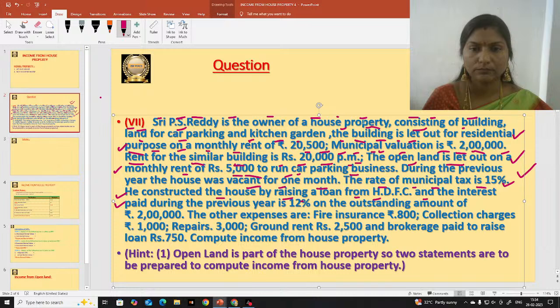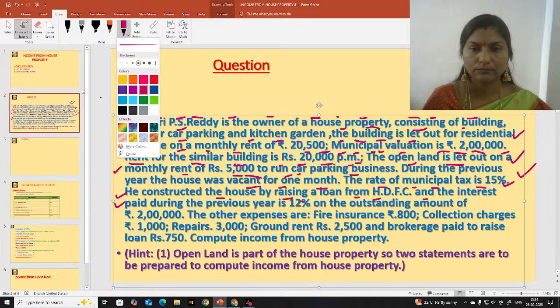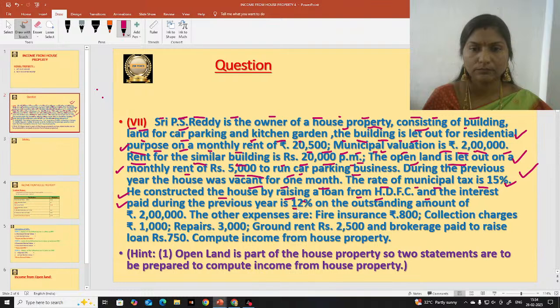So here, interest is given. Interest paid during the previous year is how much? 12%, students. Already we discussed that interest paid is 12%. On the outstanding loan amount, what is the outstanding loan amount? 2 lakhs. Still 2 lakhs of loan is due, so he has to pay that much still, and we should calculate interest at 12% on 2 lakhs only, because we are not bothered about the total loan amount. What is the outstanding loan? On that we are going to pay interest. So 2 lakhs is the outstanding loan.